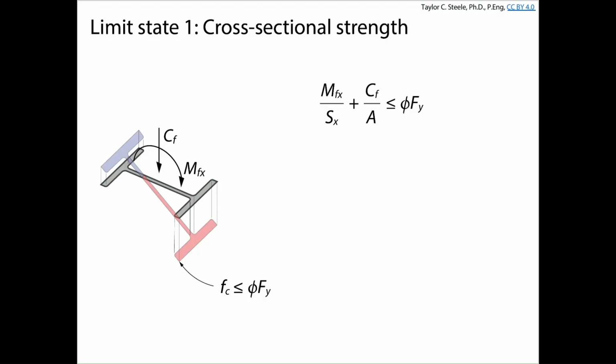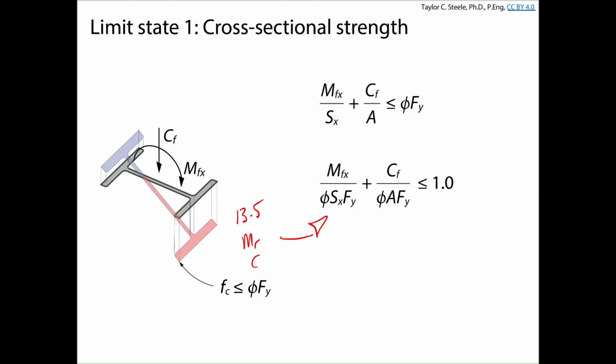We've got some limit states to look at, just like we did before. If we have a fully laterally braced beam and we're not worried about lateral torsional buckling, in that case, all we need to do is keep the compressive stress less than or equal to the yield stress for the beam. And going through the same motions as the other day, we divide through by the phi Fy term to get Mfx over phi Sx Fy. That's the fully laterally braced moment resistance, you might say Mr for class 3 sections, right? And then we have phi A Fy, which is the compressive resistance.